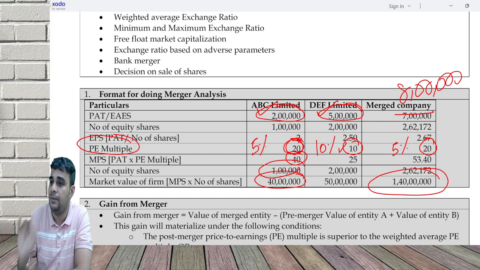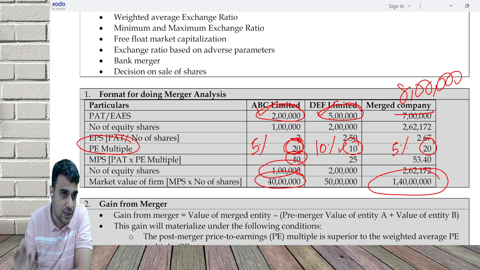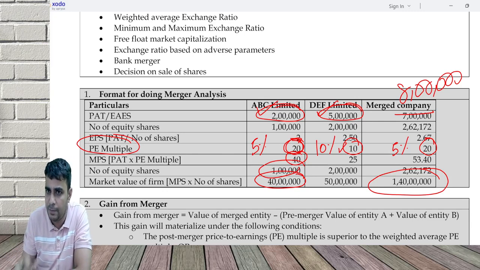So on the P multiple, there is a rule. The rule is if the problem is silent, pre-merger P multiple becomes the post-merger P multiple. This is a rule as far as mergers and acquisitions are concerned. Whatever was the pre-merger P multiple, it will become post-merger. You see 20 and 10, I copied 20. Pre-merger P multiple of whom? AC. Because AC is what is continuing.